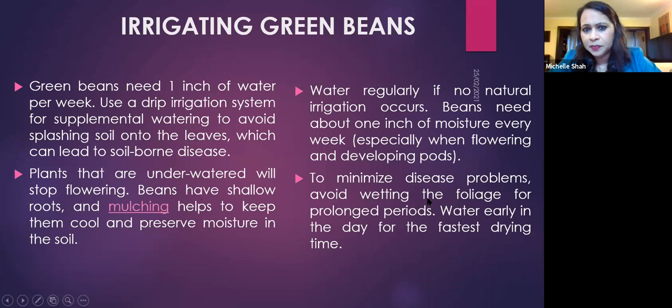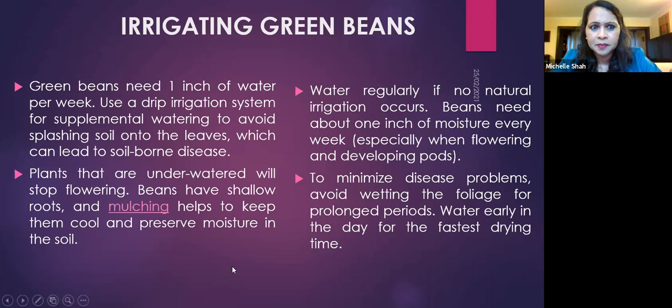Water regularly if no natural irrigation occurs. Beans need about 1 inch of moisture every week, especially when flowering and developing pods. To minimize disease problems, avoid wetting foliage for prolonged periods and water early in the day for the fastest drying time.